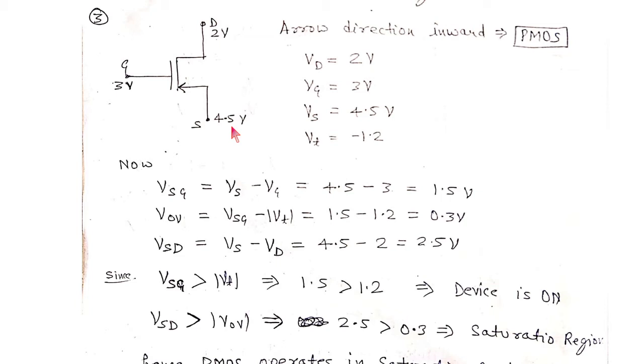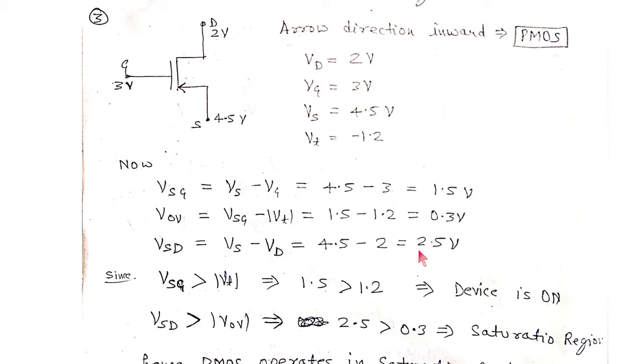From the given data, Vt is equal to minus 1.2 volt. Why minus? Because this device is PMOS. Okay, now VSG is Vs minus Vg, that is 4.5 minus 3, 1.5 volt. V overdrive is VSG minus Vt, 1.5 minus 1.2, 0.3 volt. VSD is equal to Vs minus Vd. Vs is equal to 4.5, Vd is equal to 2. 4.5 minus 2 is equal to 2.5.